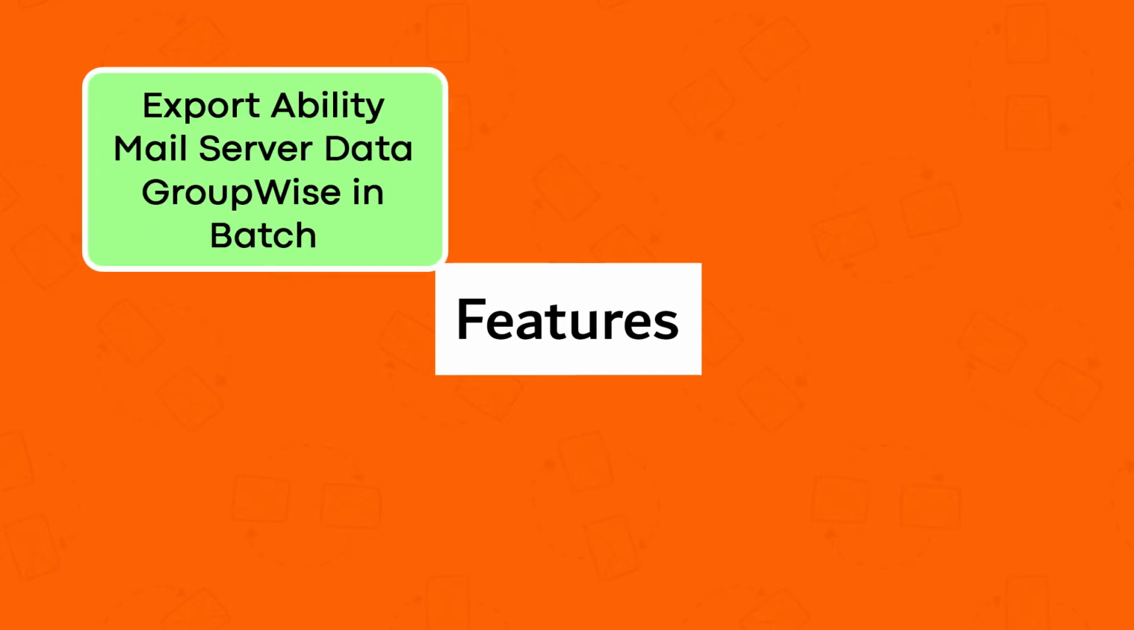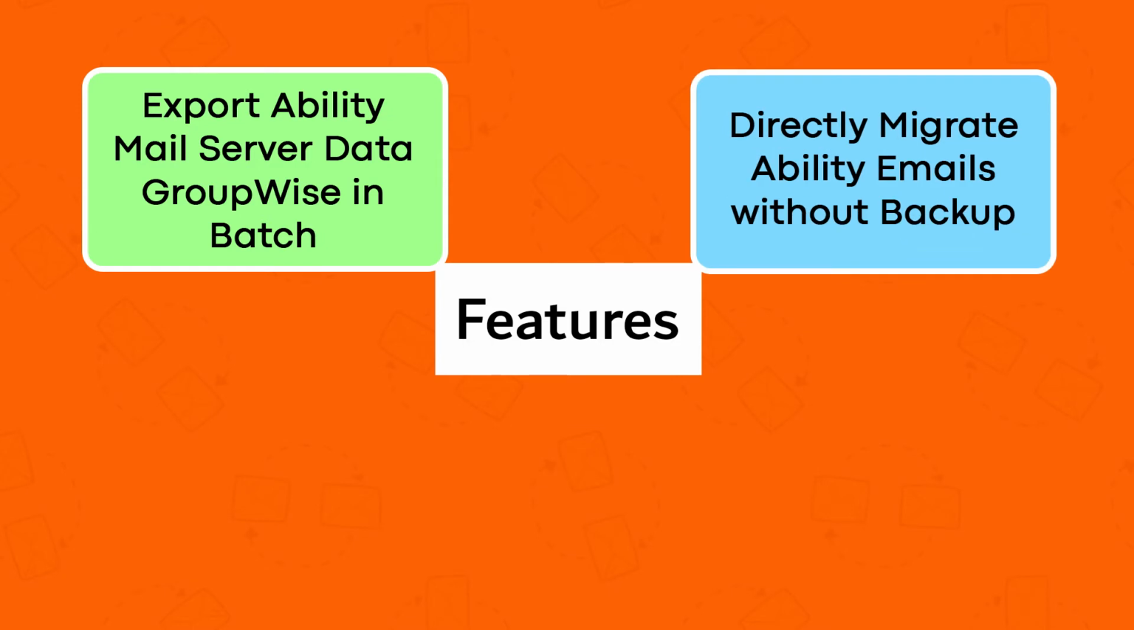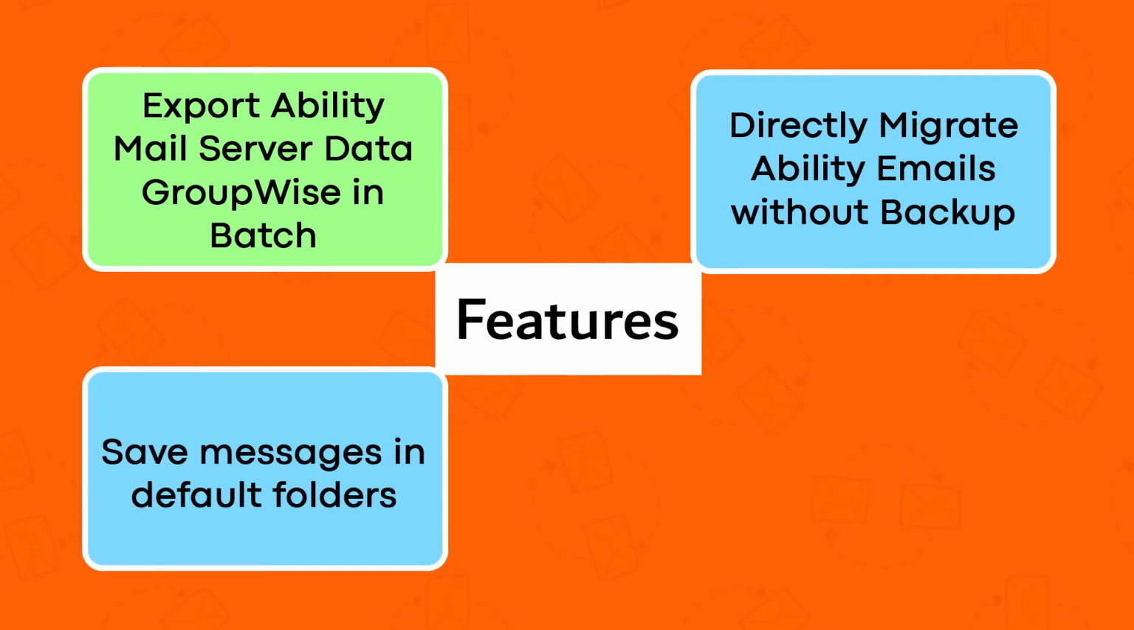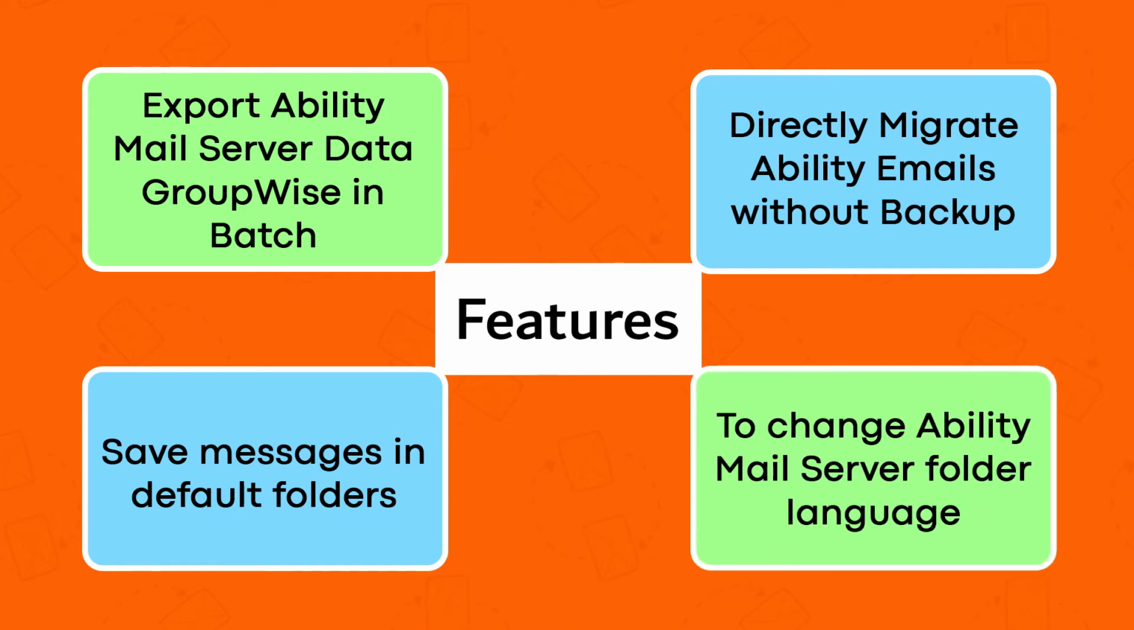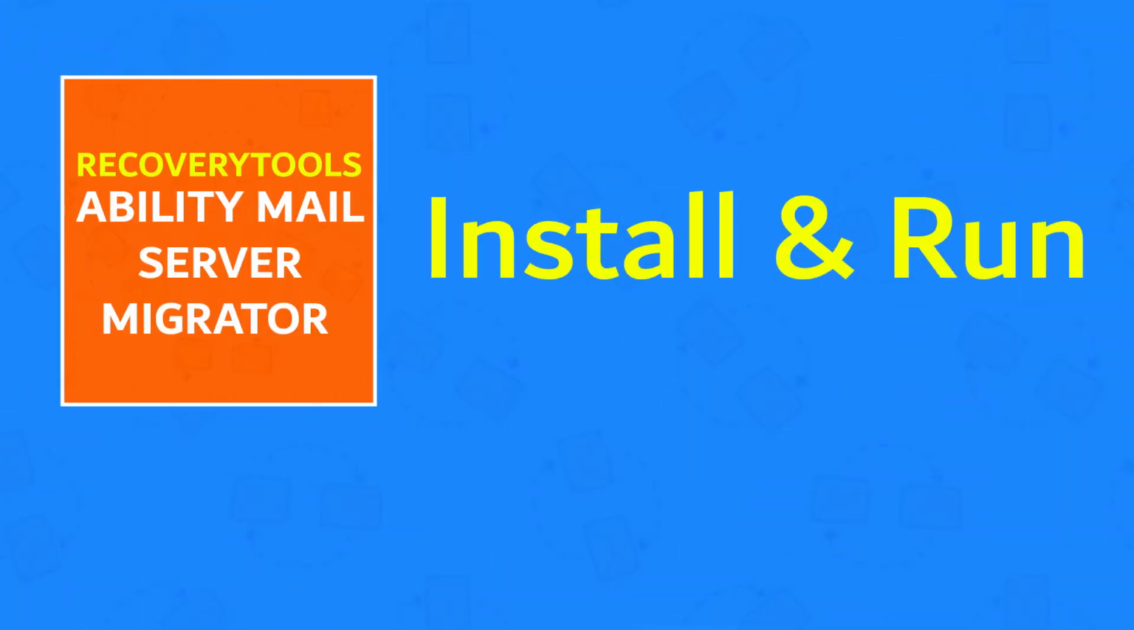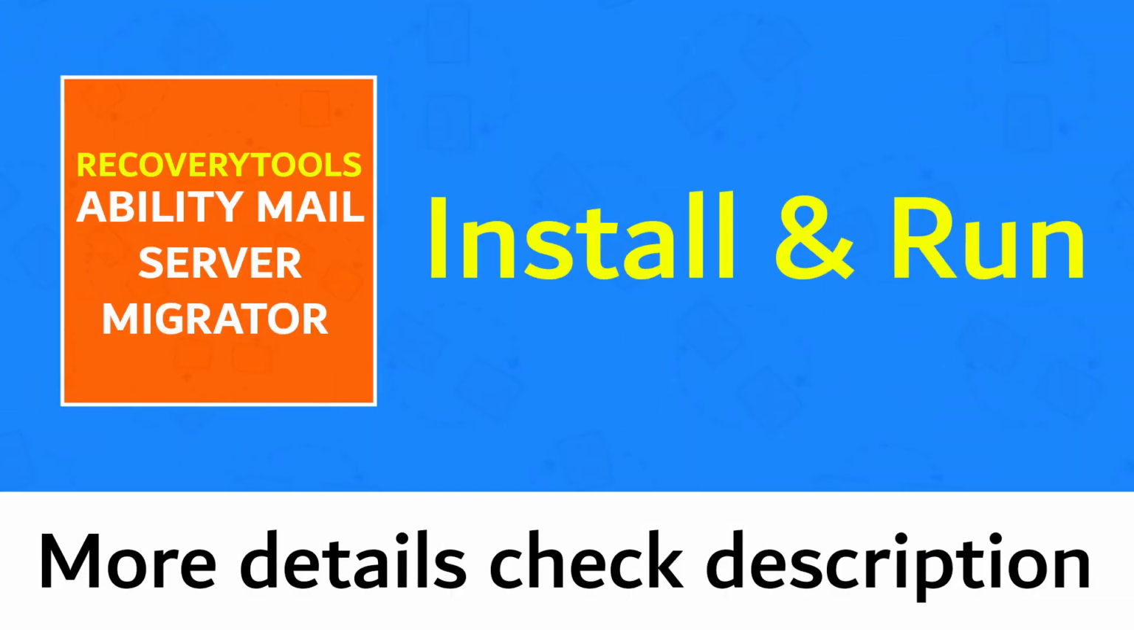Export Ability Mail Server data group-wise and batch. Directly migrate Ability emails without backup. Save messages in default folders. Change Ability Mail Server folder language. Install and run Recovery Tools Ability Mail Server Migrator, more details check description.